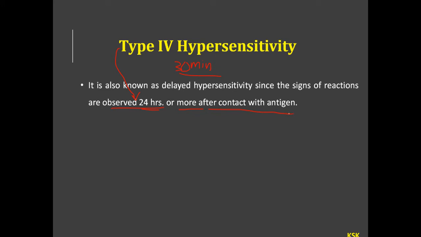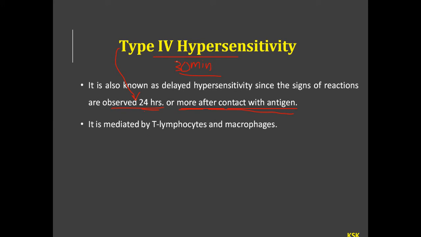If you look at type 1, type 2, type 3, they immediately give the localized reactions, like the wheal and flare reaction, whatever it may be. Whereas type 4 takes more time to show. How much time? It may be 1 day or more than 1 day after contact with the antigen.